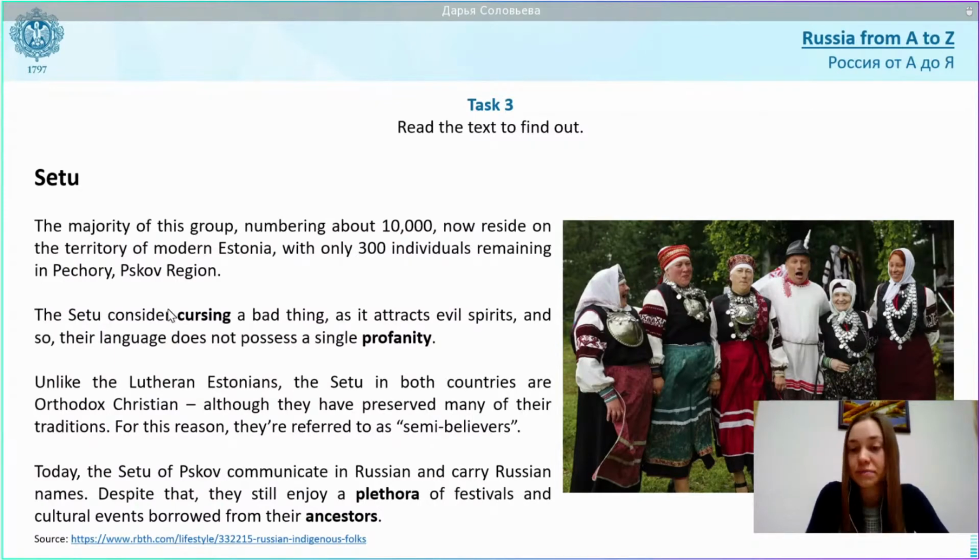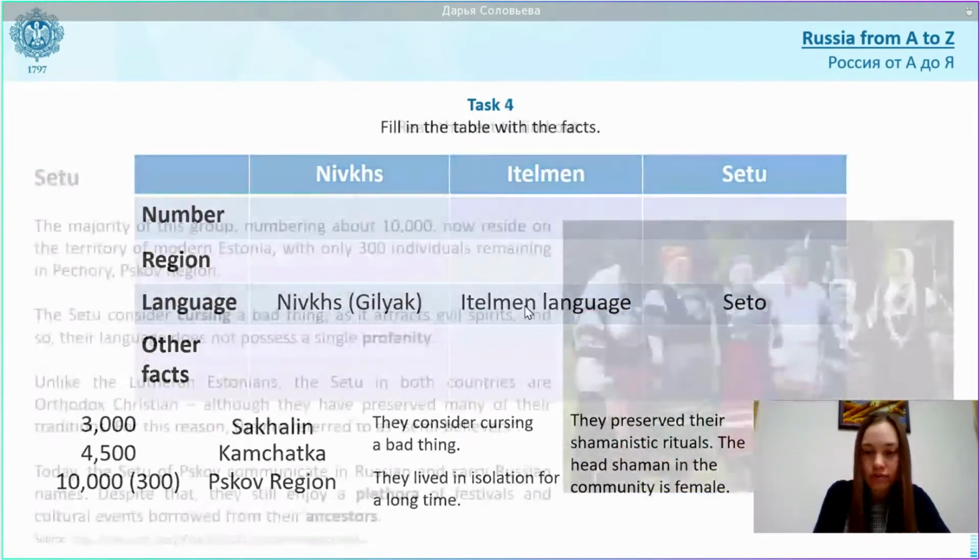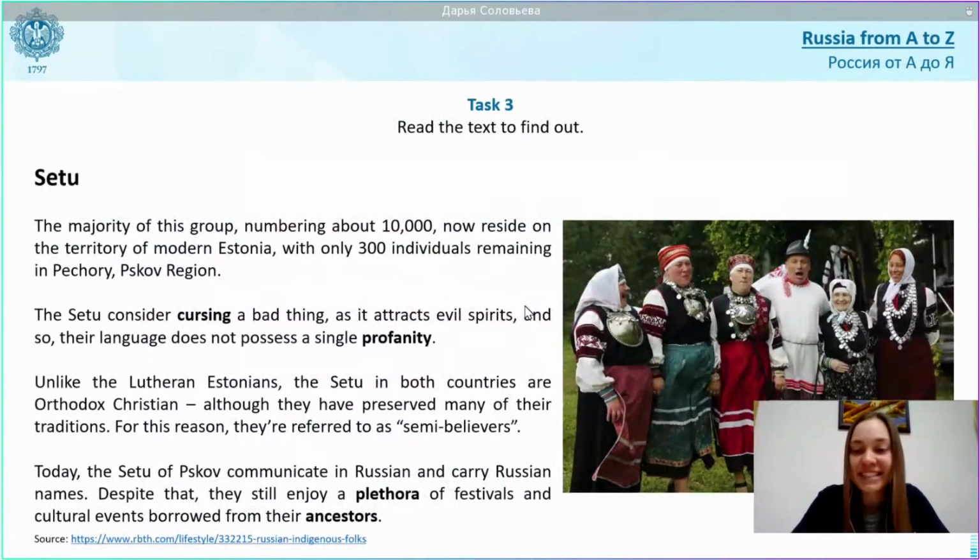You can look at this picture to see their costumes. Perhaps it is one of their festivals. Oh no. So we're still here on this slide. It's one of their festivals, and these are the traditional costumes. And what is interesting about them is that they consider cursing a bad thing.